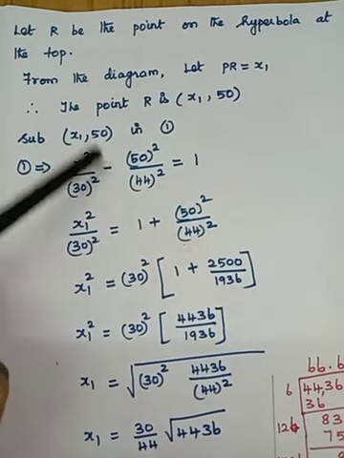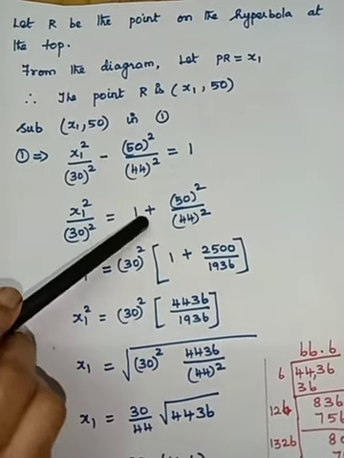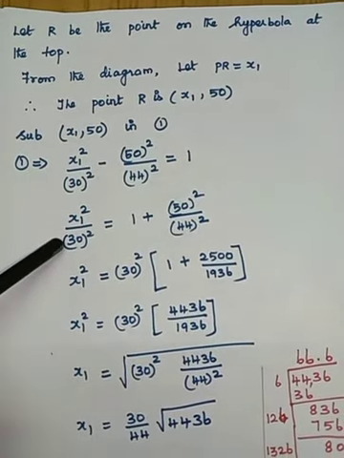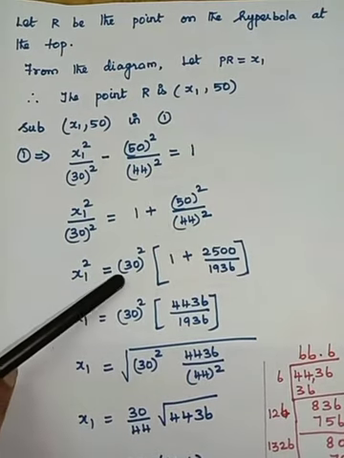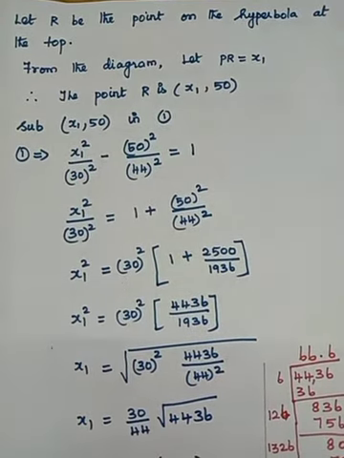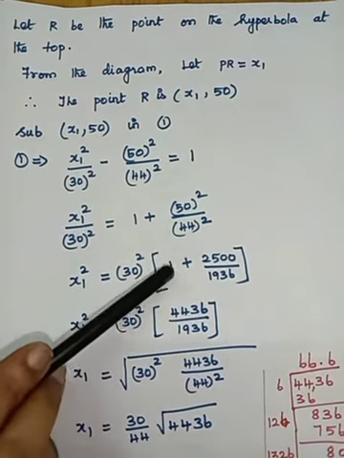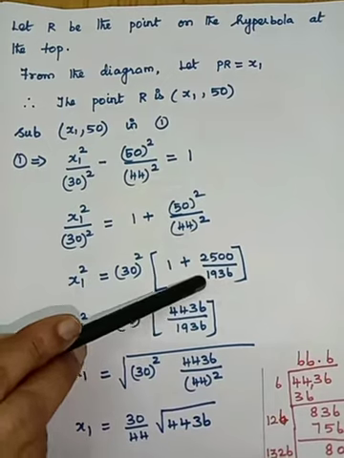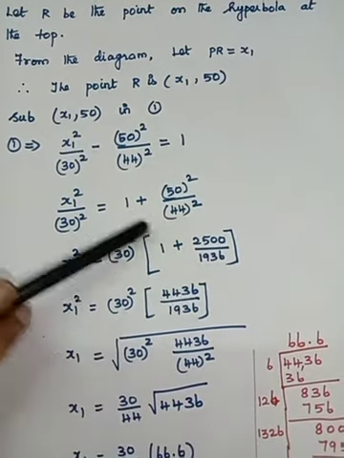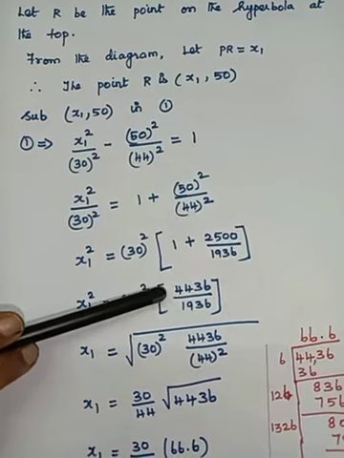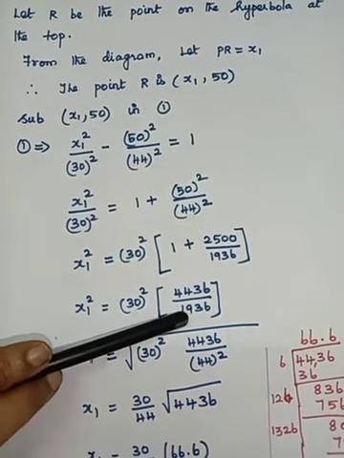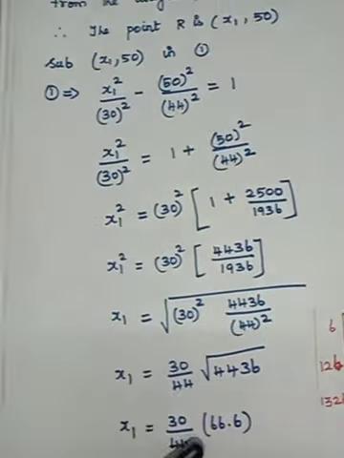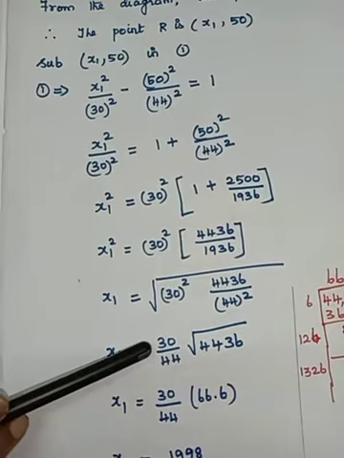So this term you have to take to the right side. It will become plus. So x1 squared is equal to 30 the whole square, which is in the denominator; when you go to the right hand side it is in multiplication. 30 the whole squared into 1 plus 50 the whole squared is 2500, over 44 the whole squared is 1936. When you take LCM, it is 4436 divided by 1936. Here what we need is x1, so you have to take the square root of it. 30 the whole square is nothing but 30.